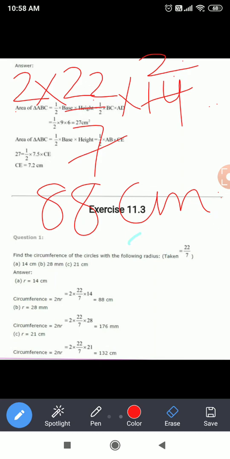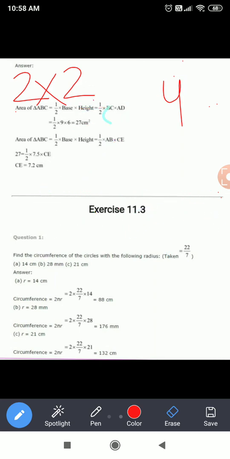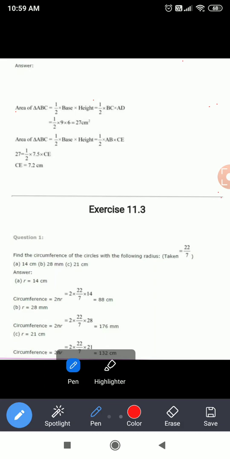In this way, you have to proceed for the next two parts. Similarly, you have to put the values in the given formula and you can get the values for the perimeter, or we can say the circumference of the circle. Respective values you can get.